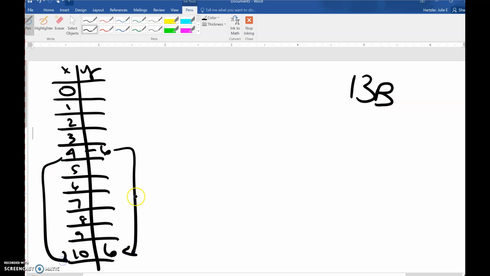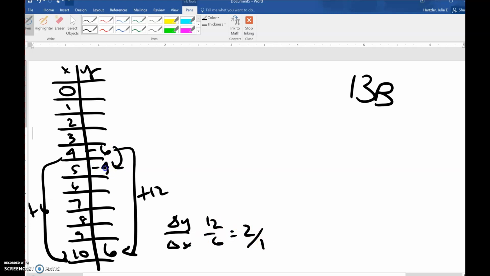That's not going to change. So let's see, what am I adding? 12 and adding 6. So again, changing y over changing x. 12 over 6 is 2. So that's 2 over 1. So as this goes up by 2, this goes up by 1.